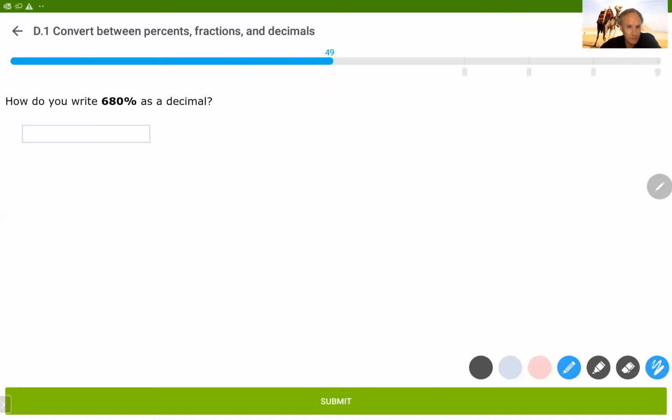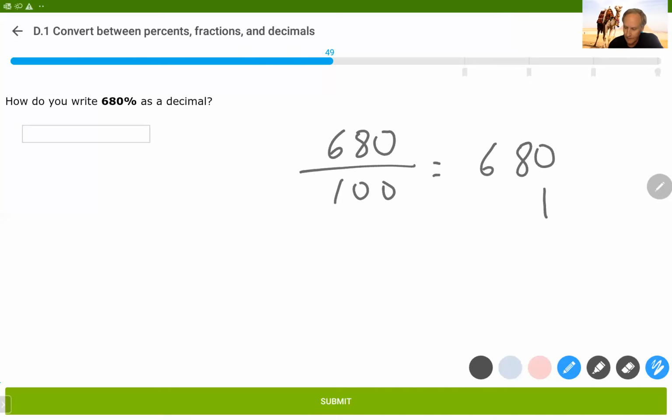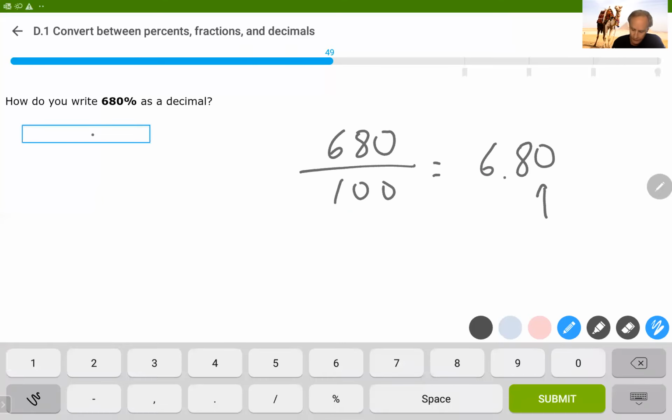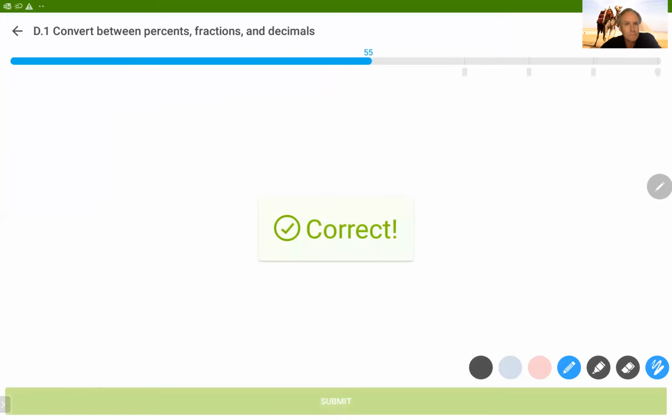680% as a decimal. Now this is 680 per 100, which means that this is written as 6.80, with the 0 in the hundredths place. You can think of it as moving the decimal 2 places. You can think of it as dividing by 100. They all mean the same, 6.8. Not sure if we're allowed to put the 0 in or not. I'll write it without.